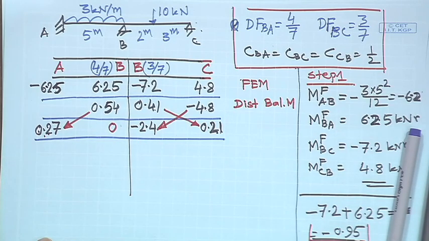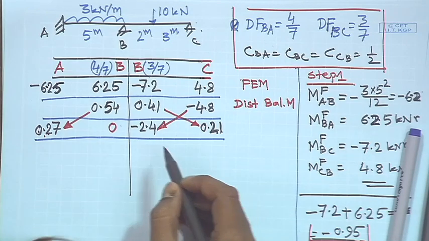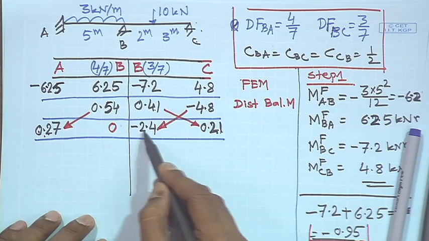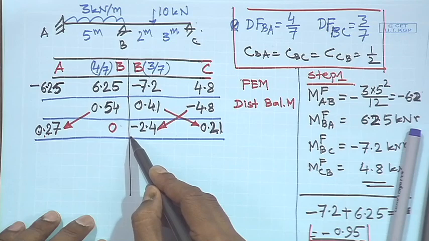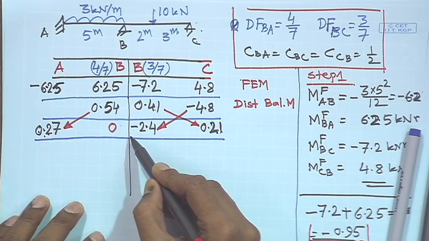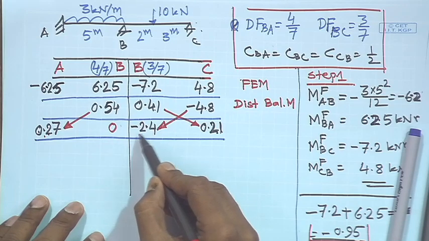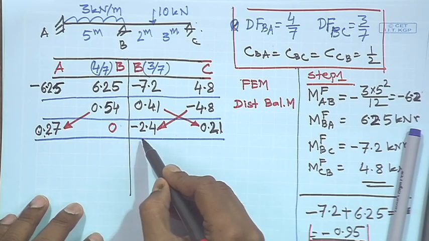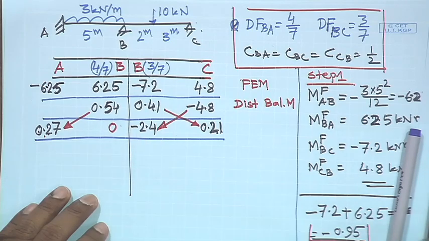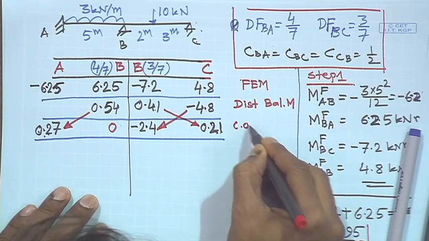Now, what is the present status? The present status is we have an unbalanced moment of minus 2.4 at joint B, and in order to satisfy the equilibrium condition at B, we need to apply a positive moment, and the value of that positive moment is 2.4, an external moment. So, this is a carryover moment, right? This is a carried over moment.